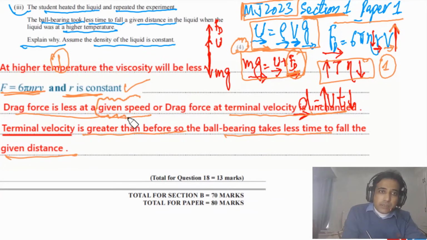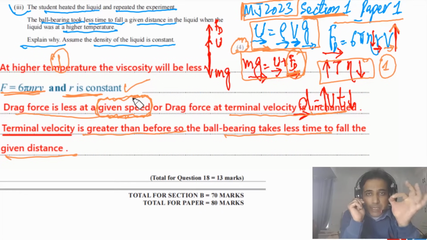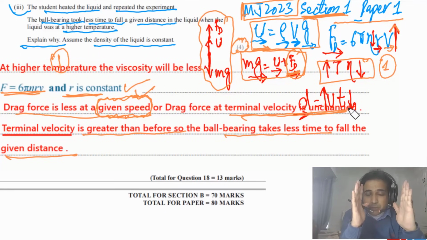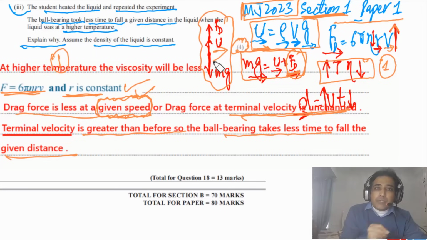So I hope this is clear to you. At a given speed, if we take the same speed when temperature is low and the same speed when temperature is higher, as at higher temperature viscosity has decreased, this force will decrease. So this is one way you can explain. Another way to explain is at terminal speed, as I explained here, drag force is unchanged. It means the drag force when the object is falling at terminal speed at higher temperature and the drag force when the object is falling at terminal speed at low temperature are the same, because upthrust is the same.